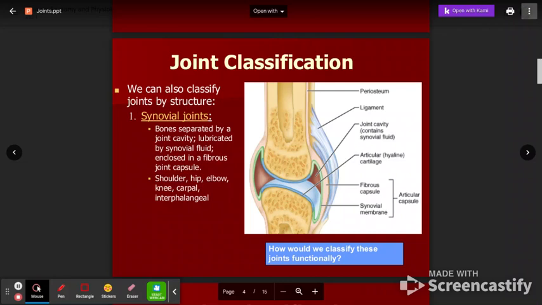Synovial joints are bones separated by a joint cavity, lubricated by synovial fluid, enclosed in a fibrous joint capsule. So that would be your cartilage and your ligaments and your tendons all operating together. Synovial joints include the shoulder, the hip, the elbow, the knee, the carpal here, and interphalangeal here. Believe it or not, there's fluid between every one of these joints. That's why you can hear people pop their joints in their fingers. So yeah, they're extremely complicated.